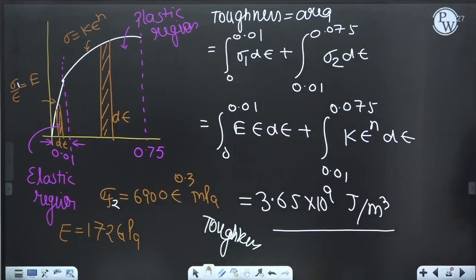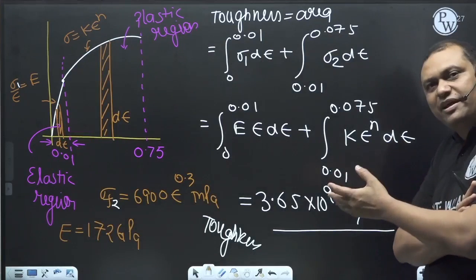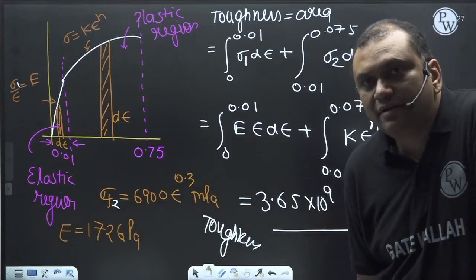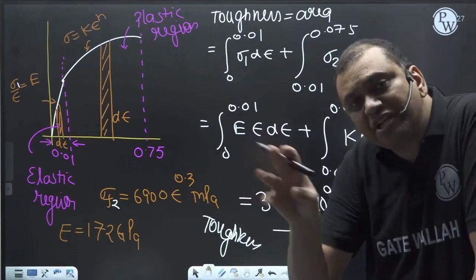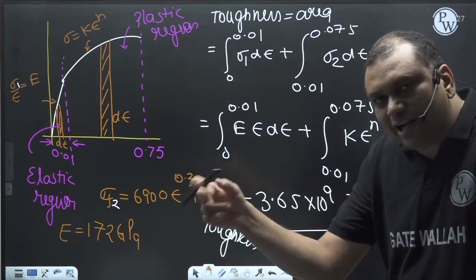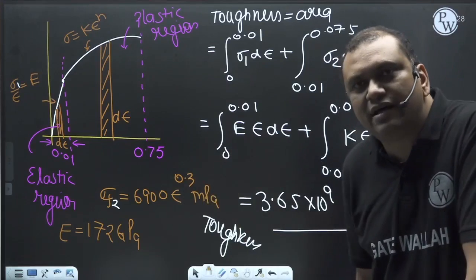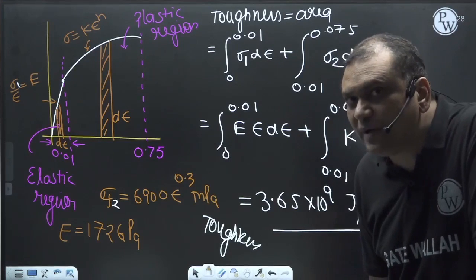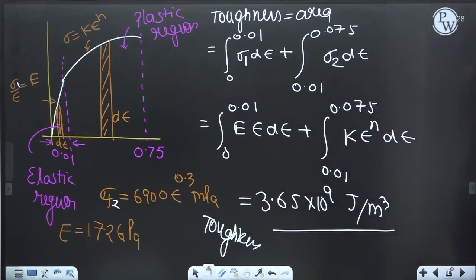In GATE, this problem and the next problem, and the metal forming basics, a lot of overlapping questions come from the metal forming introduction and this theory of plasticity, sigma f equals K epsilon raised to power n. I hope all of you are getting the same thing.